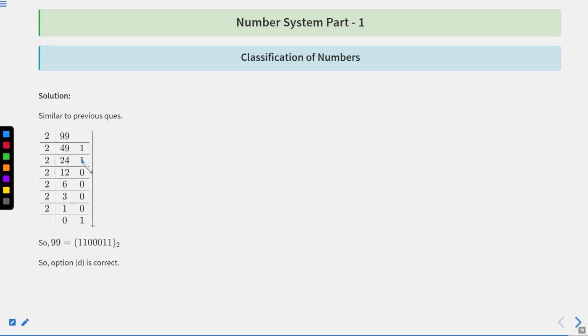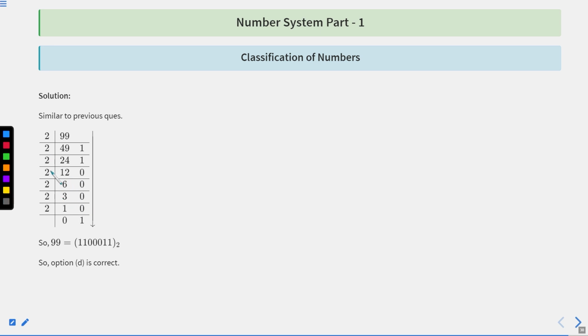You just have to remember that whenever you are converting a decimal number to a binary number, you have to divide it by 2. You don't have a choice. You always have to divide it by 2. And the remainder should be written like this on the right side of the number.